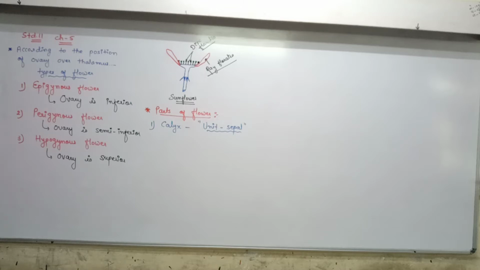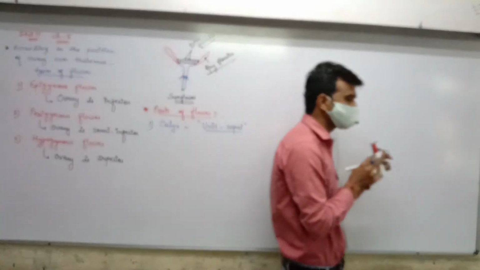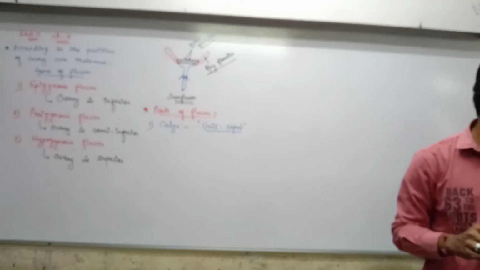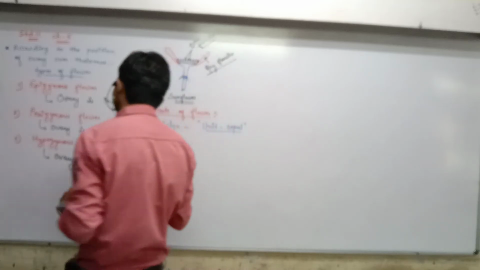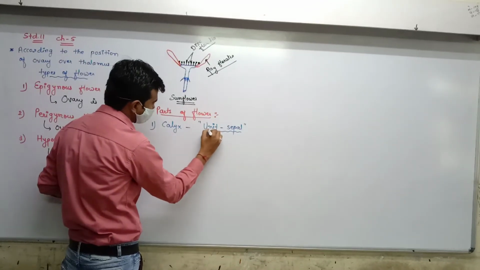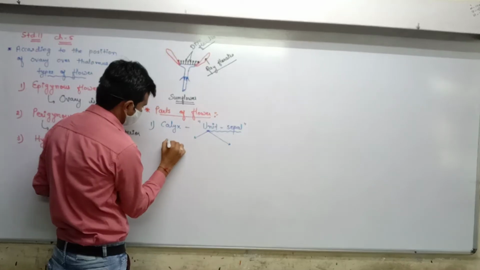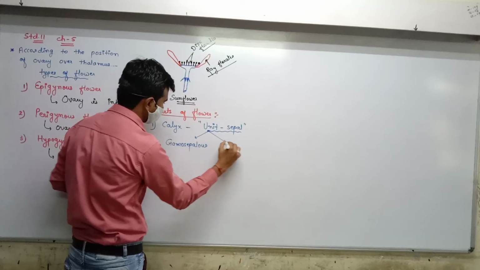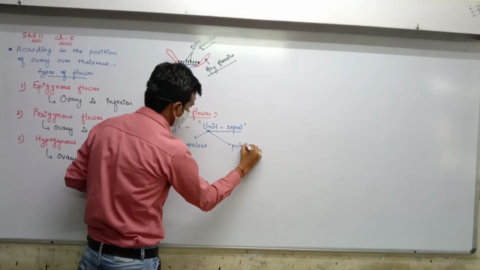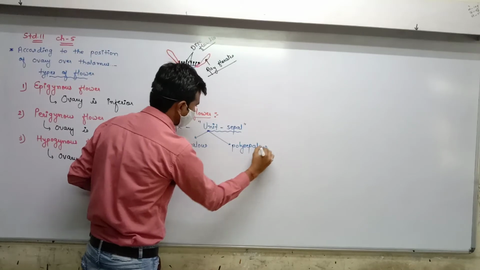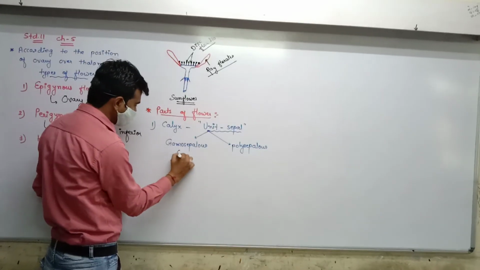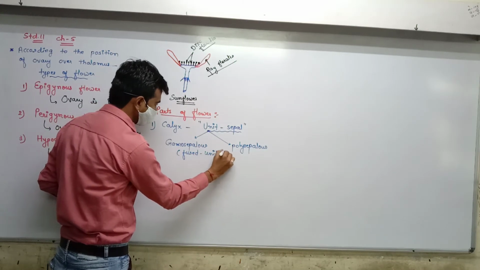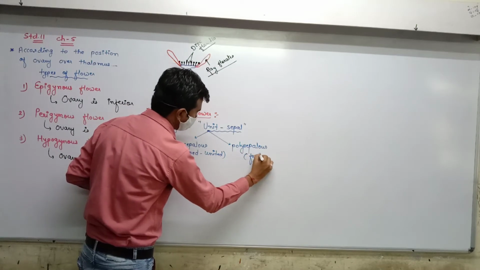Calyx is greenish in color, but doesn't perform photosynthesis. Fine. So there are two types of calyx or two types of sepal: gamosepalous and polysepalous. Gamosepalous means fused sepals, fused or united, and polysepalous means free from each other.